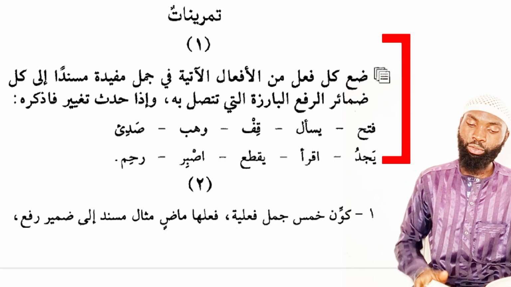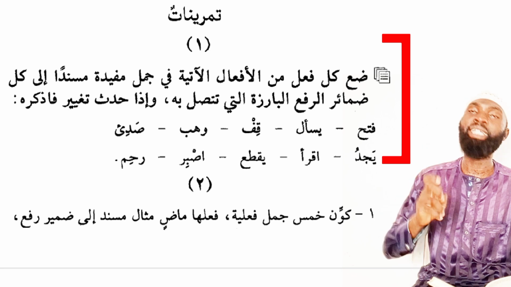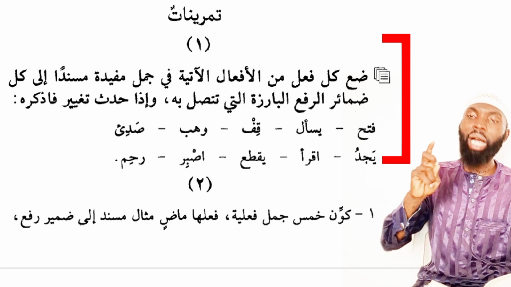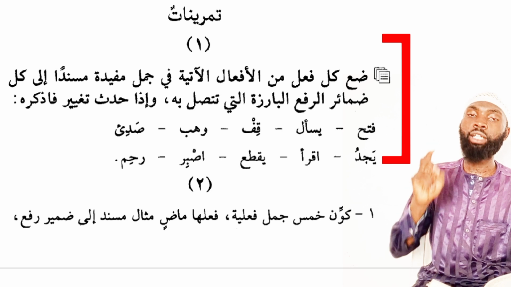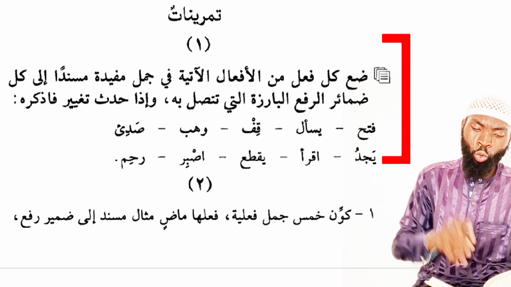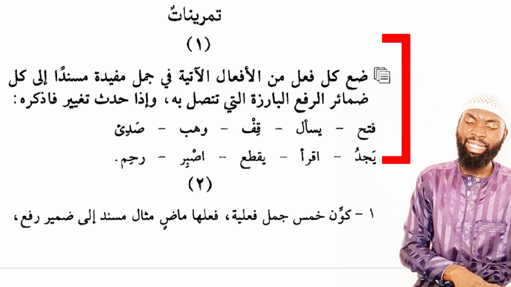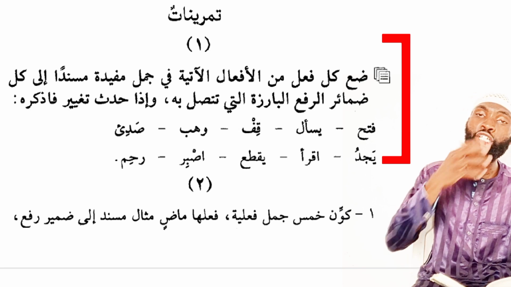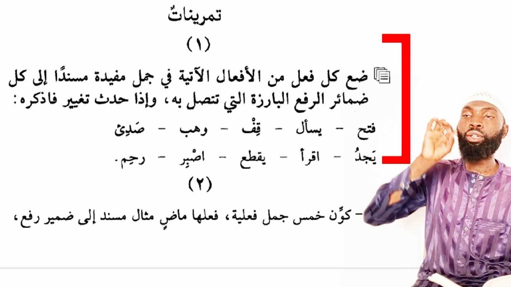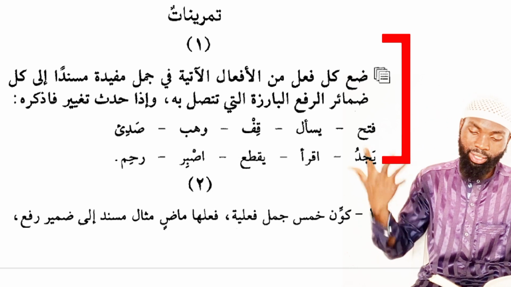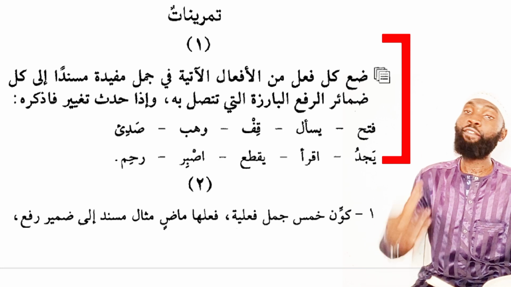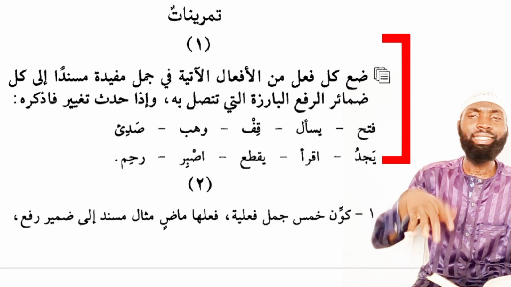The first one, exercise one, says: place each of the following verbs in complete sentences. You are to attach each verb to all of the clear nominative pronouns that can be attached to it. This we have studied. And if a change occurs, then mention it. After doing this, if you find any changes, then mention it.